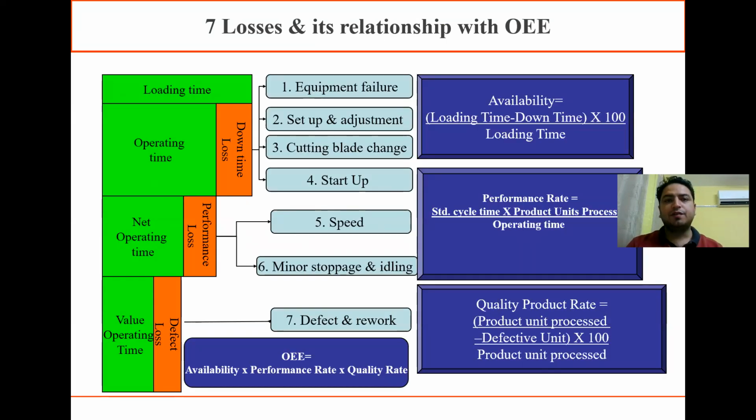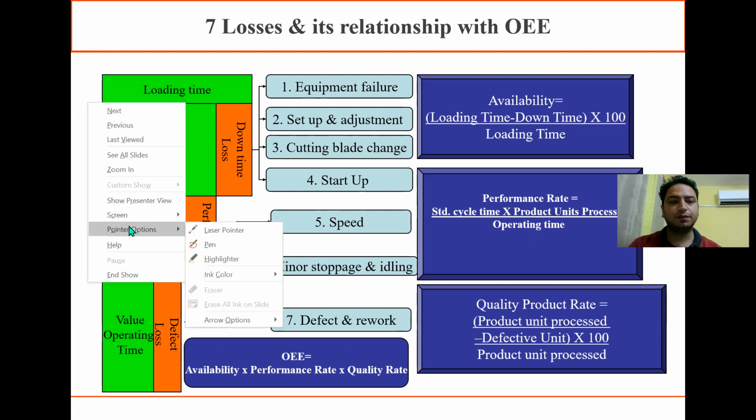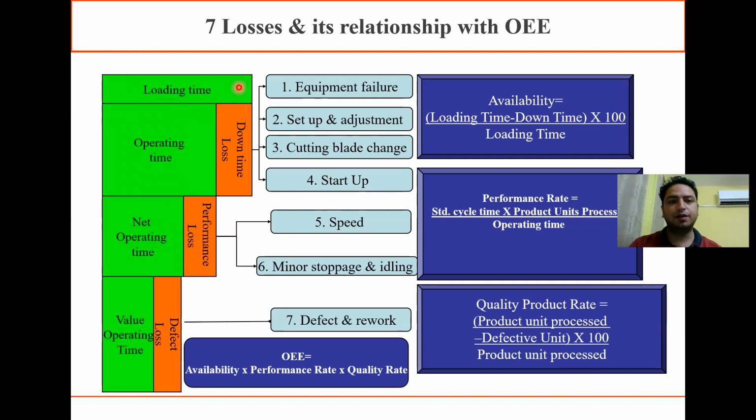So what is the relation of losses with OEE? On the left side is the loading time. Suppose in a shift there are 480 minutes, and we reduce the downtime. Downtime can be related to equipment failure, such as a breakdown in equipment. Another is setup and adjustment losses, and some are tool change or cutting blade changes, so that time loss is there, and some startup loss. These are categorized as machine downtime loss.